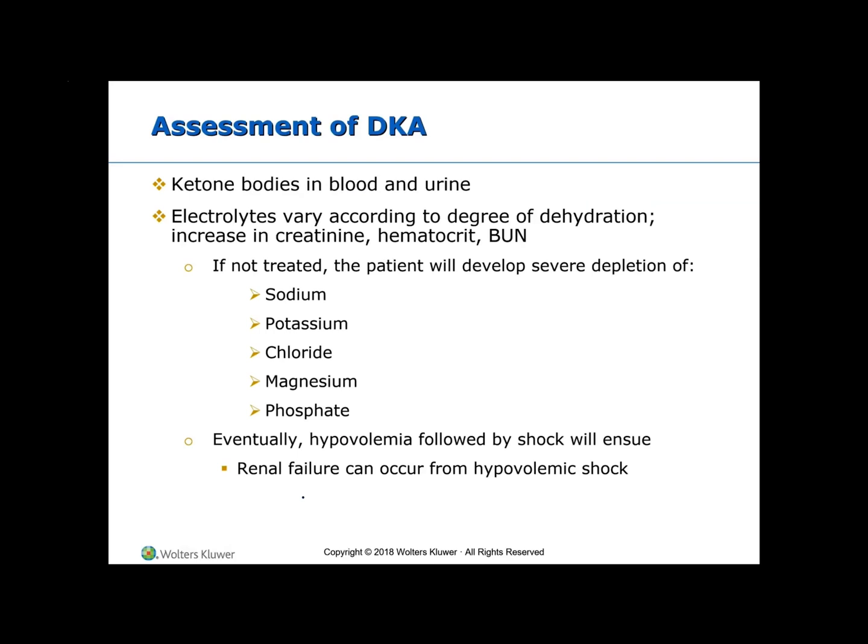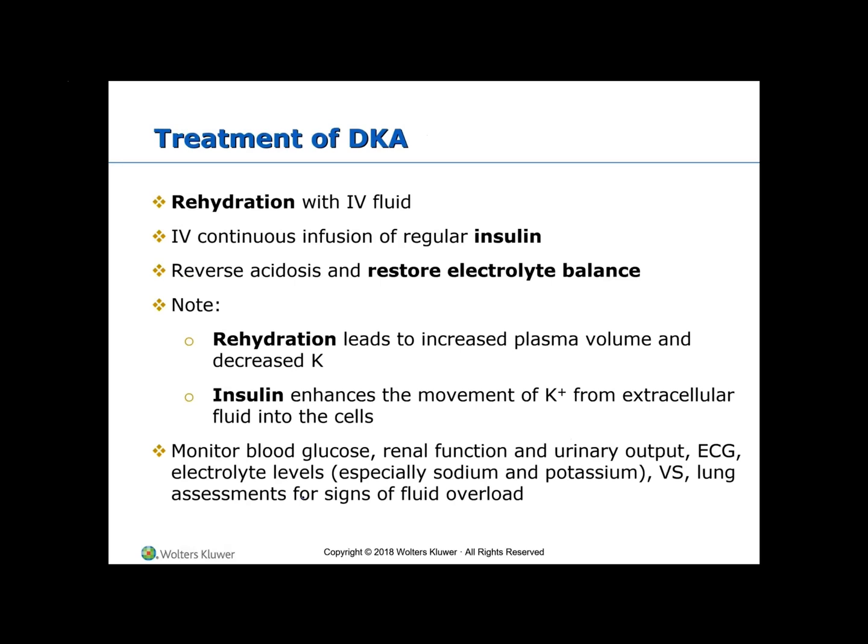As ketone bodies build in blood and urine, electrolytes vary according to the degree of dehydration, with increasing creatinine, hematocrit, and BUN. If not treated, the patient will develop severe depletion of electrolytes: sodium, potassium, chloride, magnesium, and phosphate. Eventually, hypovolemia followed by shock will ensue, and renal failure can occur from hypovolemic shock. Remember from your renal lectures that your kidneys need a certain volume to function properly, so if you're hypovolemic, that could cause severe renal damage as well.